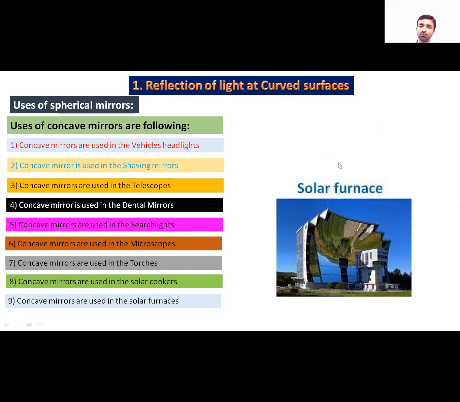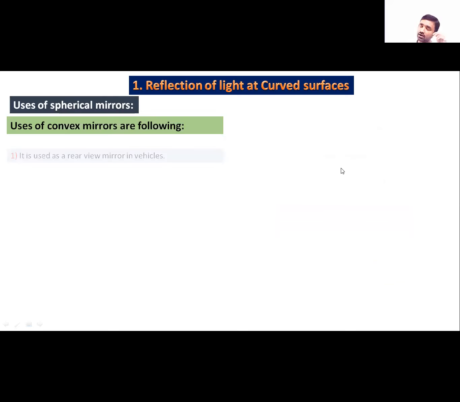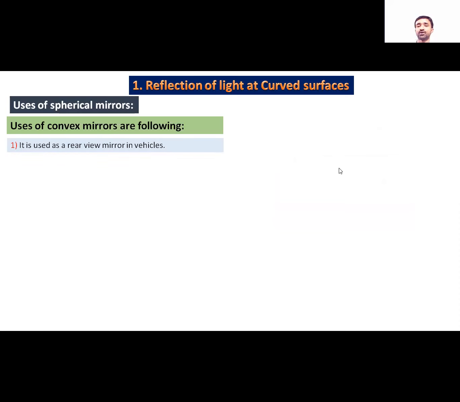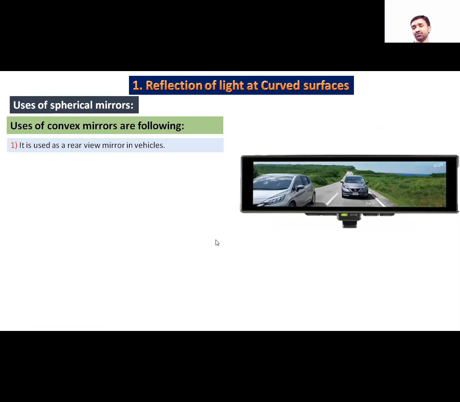Then we will go for another type of mirror, the convex mirror, and its uses. It is used in vehicles. We already discussed vehicles, the headlights, but now about the side mirror. In cars, we can use this mirror in front of the driver to see the vehicles behind, right? So they can see the objects virtually in the mirror.